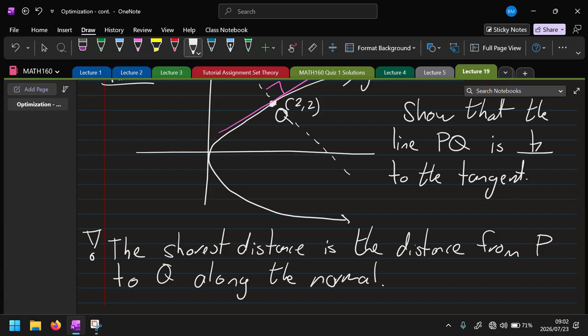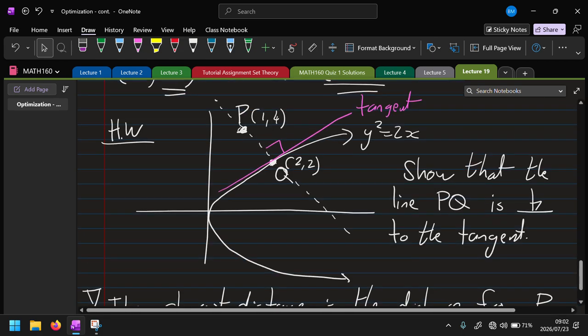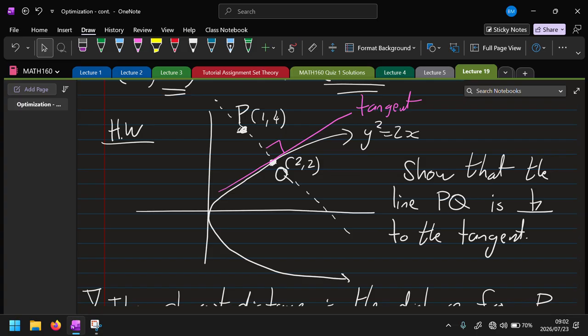Any questions for the homework? Okay. So for the homework, it's for this specific problem here, but it works for any curve. So any point, any curve, it works the same, but just do it for this example here. Any questions before we move on? No. Okay. Next problem.